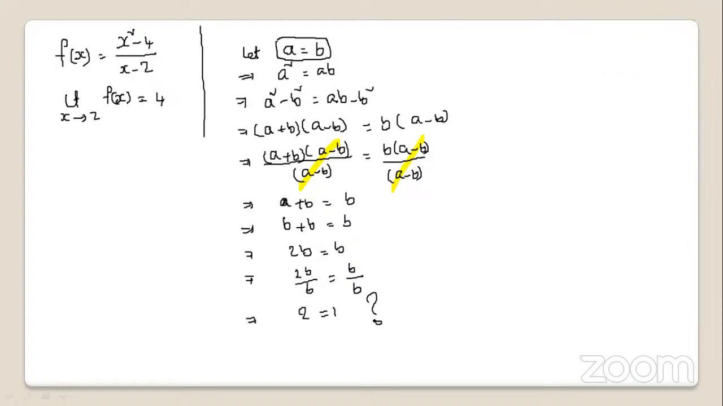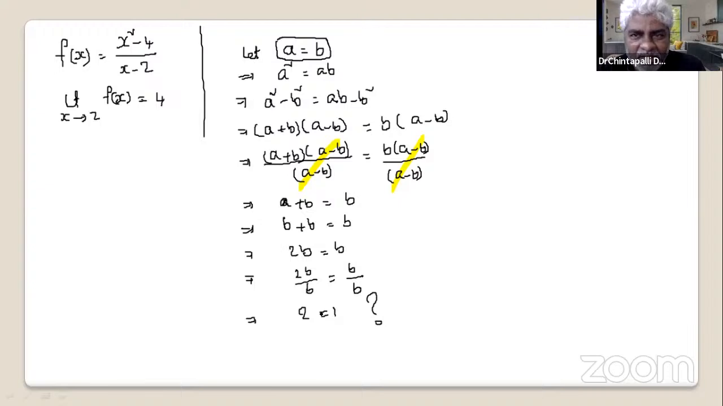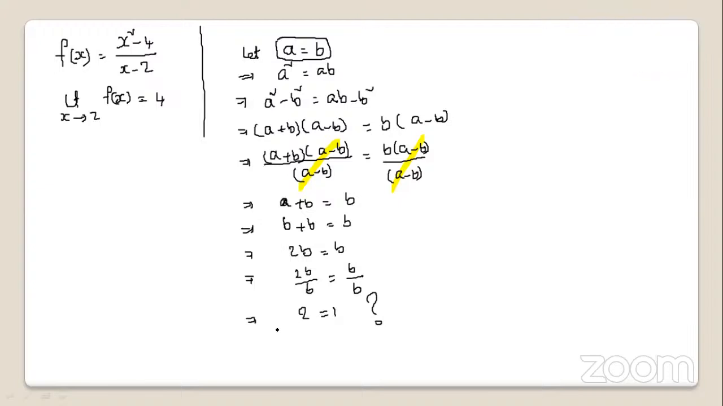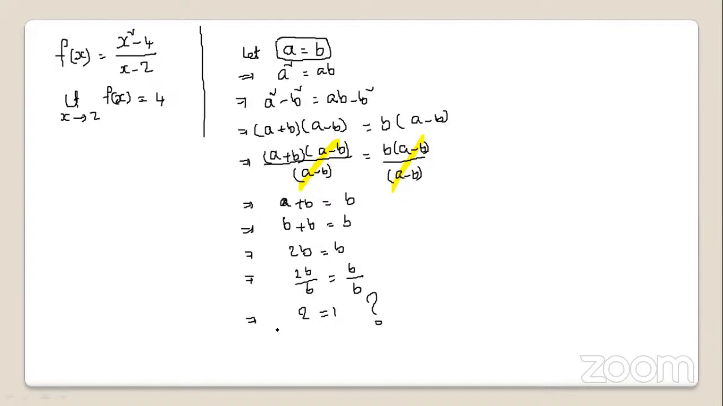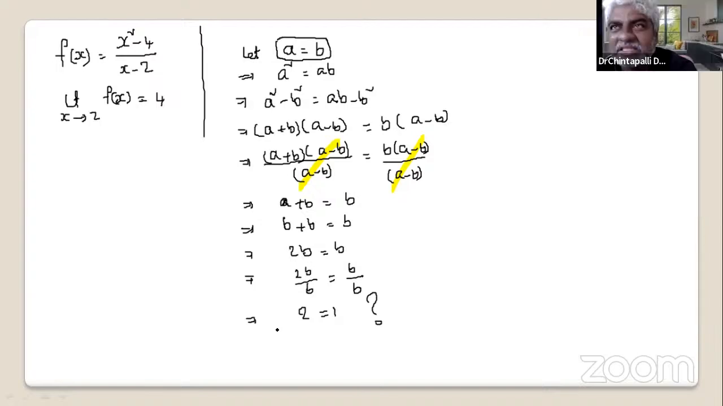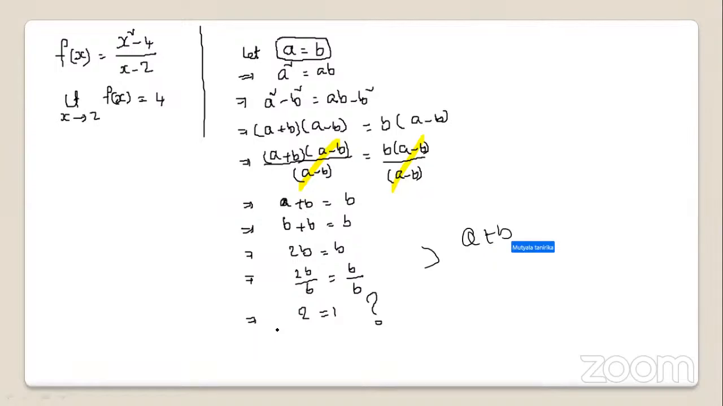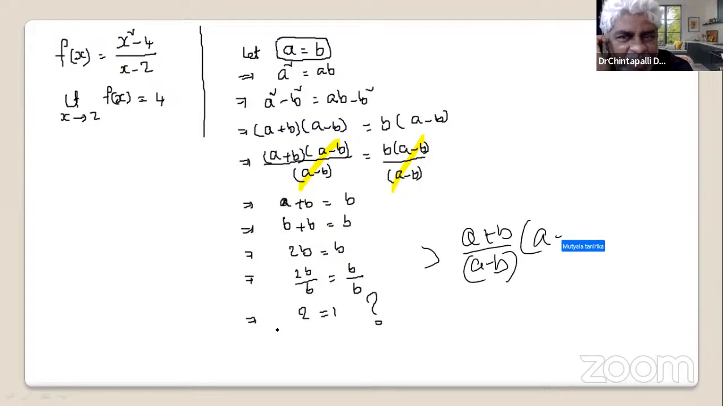Why did we get this? I think the problem is in the calculation. What's the mistake in getting this flaw? There is an interesting book about zero. I suggest you to read it. Is it like A plus B by A minus B, where A minus B cancels with A minus B?